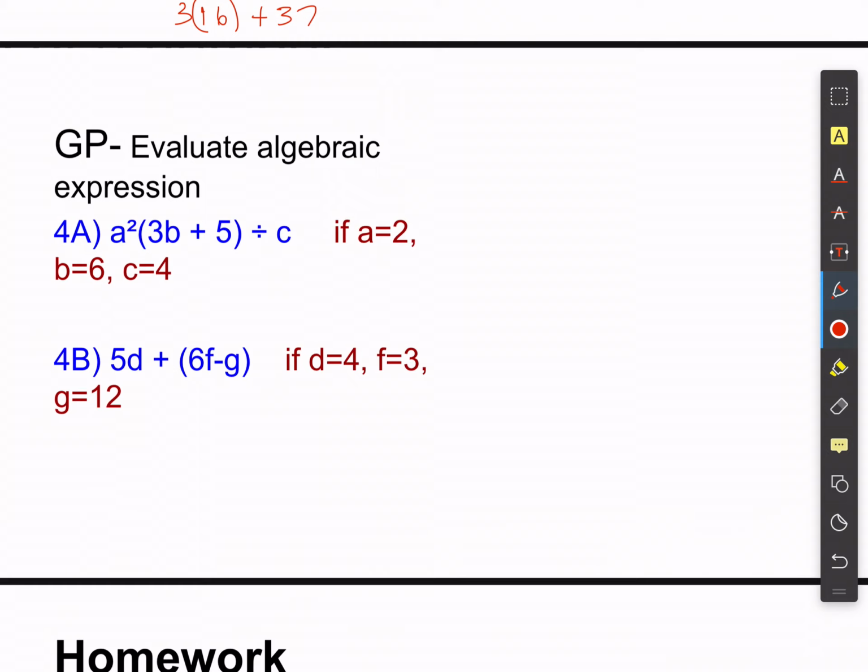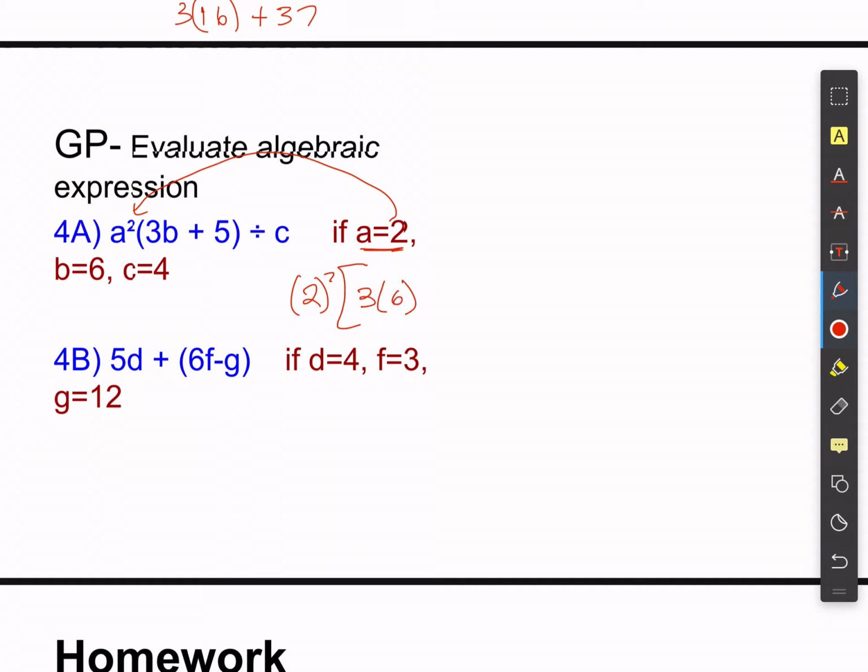We have a is equal to 2, so I'm going to plug it in to this a here. All right, so I have 2. I always use parentheses. 2 squared, parentheses, and maybe I'll use a bracket, because I know I'm going to put more parentheses in there. 3 times 6 plus 5. Okay, guess I don't technically need brackets there, but that's okay. Divided by 4.